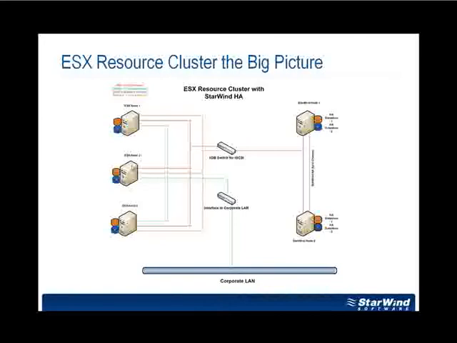I get the exact same scenario over here with my StarWind high availability. If one of my storage nodes were to die, or if I need to bring one of these storage nodes down for maintenance, the I/O will continue to be serviced by the remaining nodes. So this is a very critical point: you're matching the high availability at the storage layer to what you're being offered through ESX at the application layer, and really putting yourself in a position where there's no single point of failure.